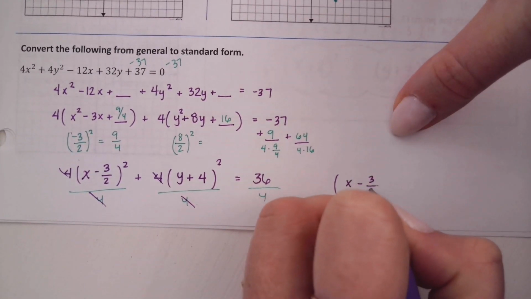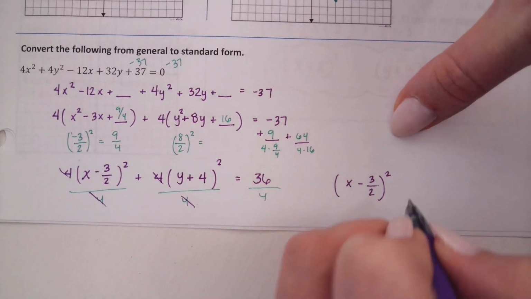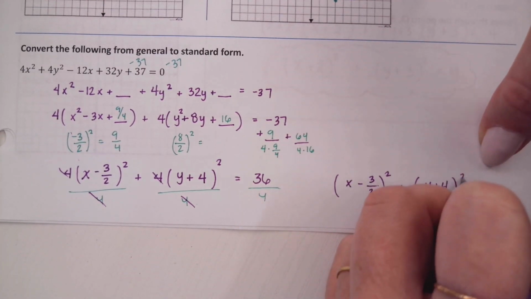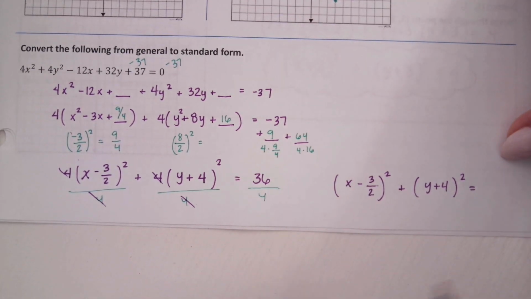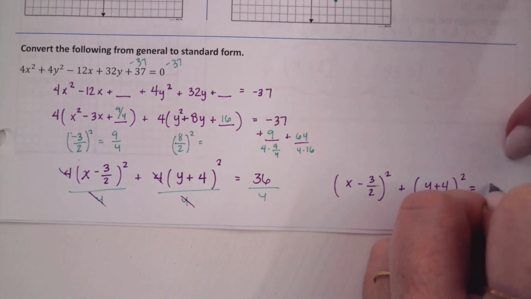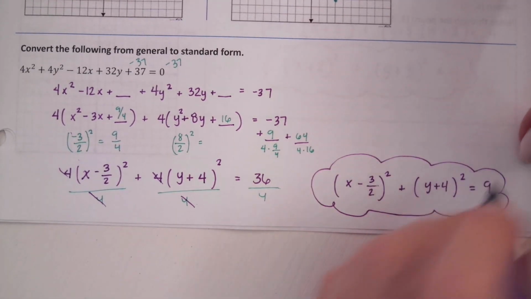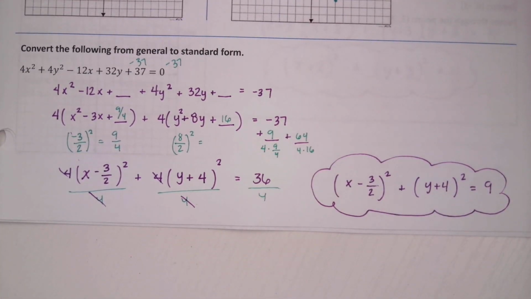So for our final answer, we'll have x minus 3 halves squared plus y plus 4 squared equals, what's on the right-hand side? 9. So we're just trying to find the standard form.